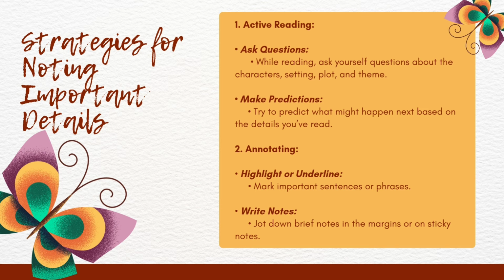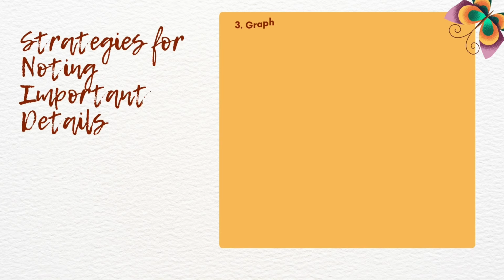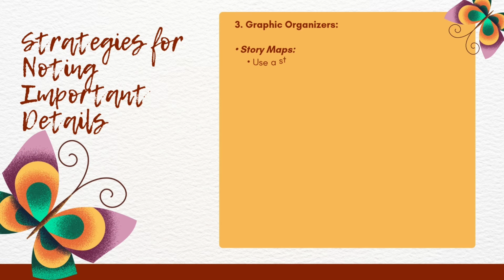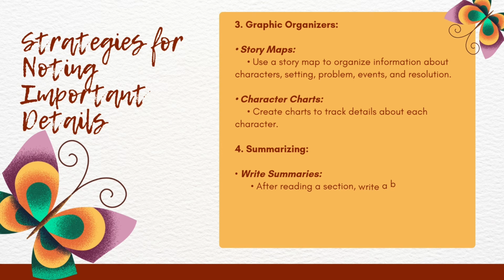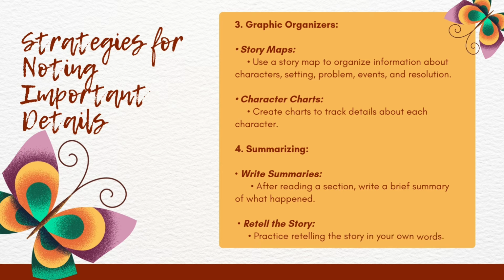And then annotating, highlighting, or underlining the important parts in the sentences or yung mga phrases or yung mga dialogues nung tauhan sa kwento. And then jot down brief notes in the margins or on sticky notes. Another thing is making graphic organizers such as story maps. Use a story map to organize information about characters, setting, problem, events, and resolution. Character traits. Create charts to track details about each character. Summarizing. After reading a selection or a section, write a brief summary of what happened and retell the story. Practice retelling the story in your own words.